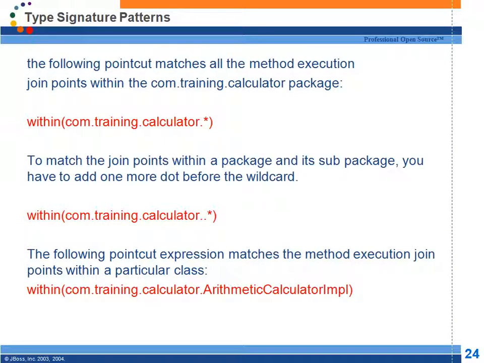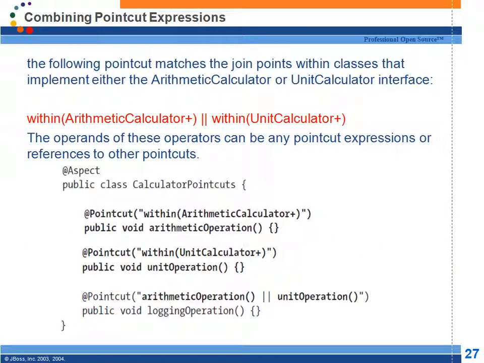Within, we have already seen this, right? And we can combine two point cuts by using OR operations. See here in this example, this is a method which is annotated with one point cut. This is one point cut. 2 point cut methods. This is the actual method where I am combining 2 point cuts by using OR operation. Whether this expression is satisfied or this expression is satisfied.